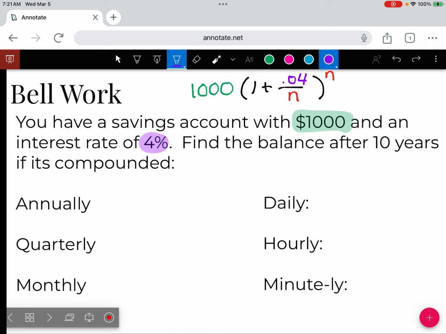What else do we need to put up here? The 10. And that goes up in the exponent. You're exactly right. It's going to have our n times 10 up here. nt. So for each one of these, we're going to have a different n. And then it's just going to be kind of plug and chuggy. So for annually, what's our n? 1. n is 1.